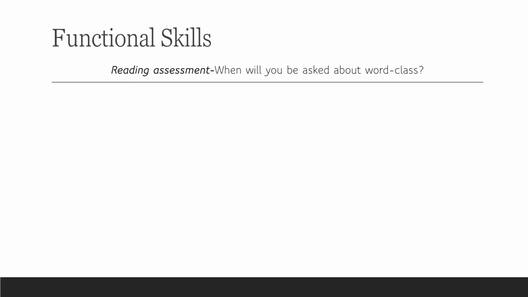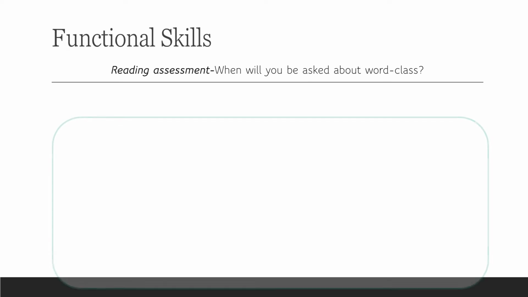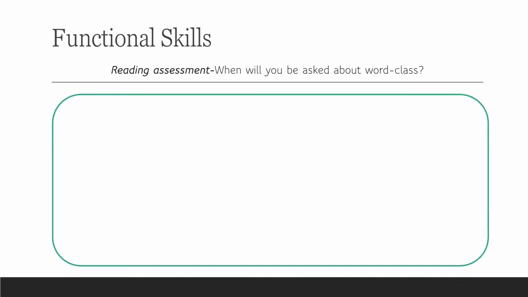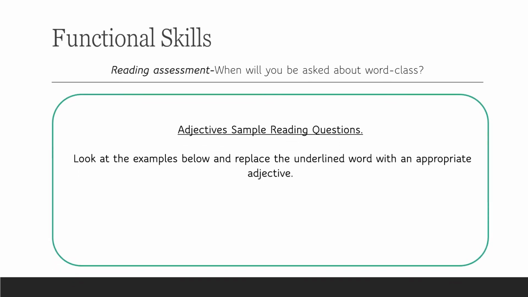Now that we've gained a reasonable idea of what we mean by word class, we're going to look at how this applies to your reading assessment. So when will you be asked about word class? There are specific kinds of questions that come up, and this is true for Level 1 and Level 2 Functional Skills. It'll be things like this: look at the examples below and replace the underlined words with an appropriate adjective.